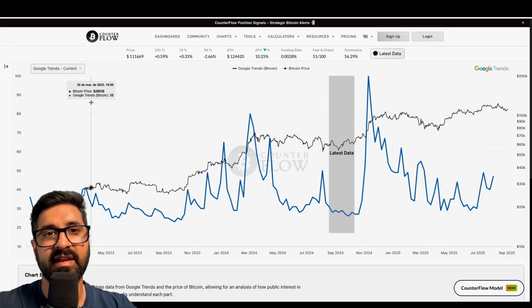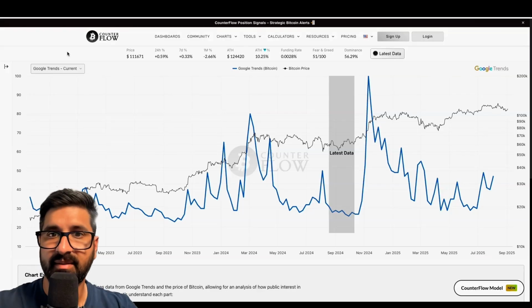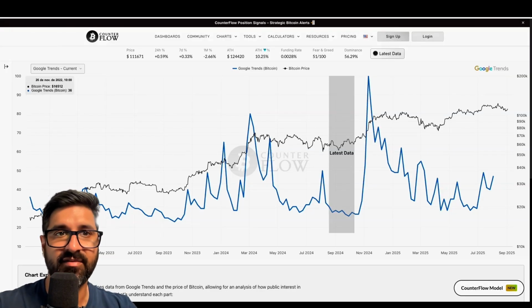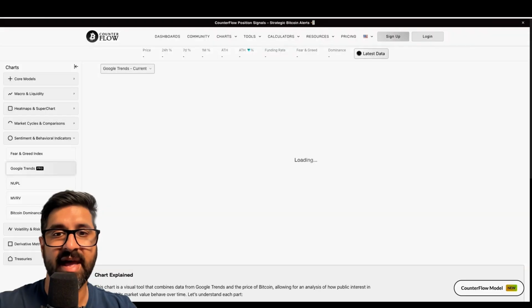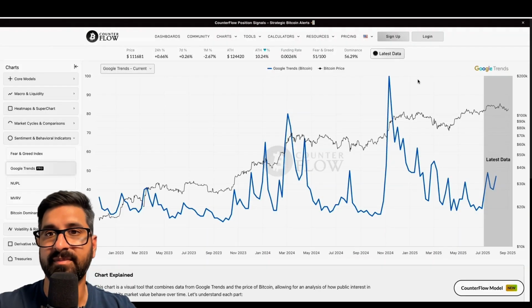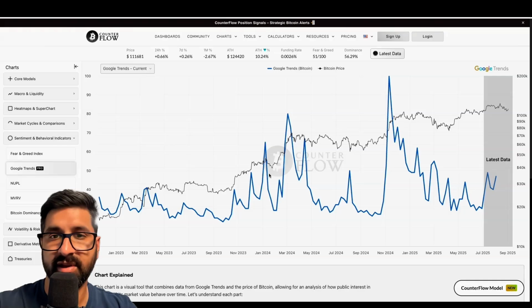Now, another thing that we can look at historically, which has been quite popular and still to this day, maybe showing that things aren't really overheated, is Google search trend data. So what we're looking at here is Google Analytics data on the current trend search rate of Bitcoin. And we can see that in the blue line, and in the black line, we can see price.